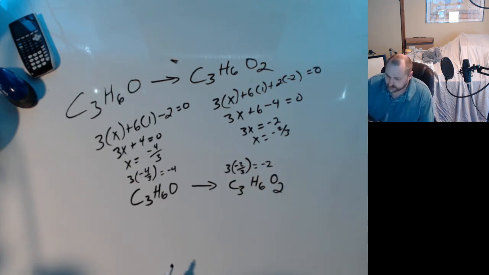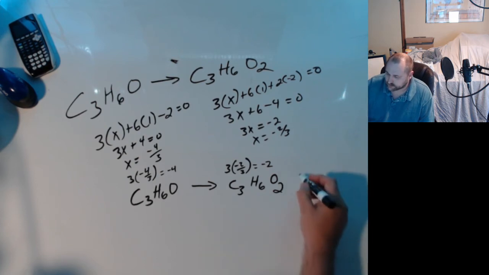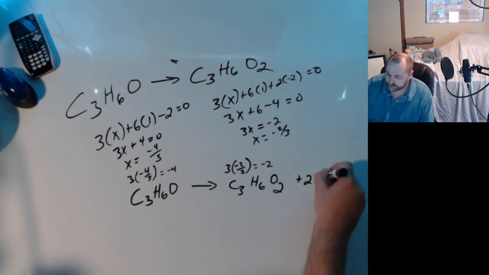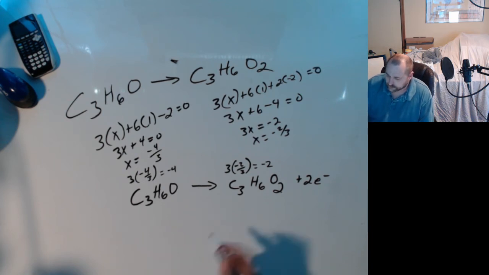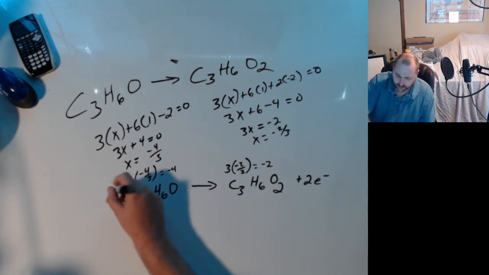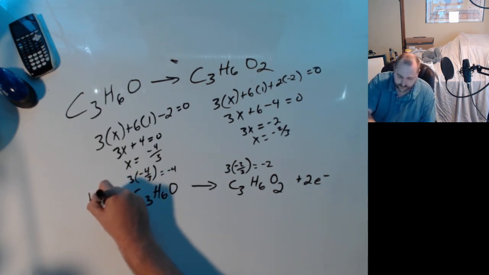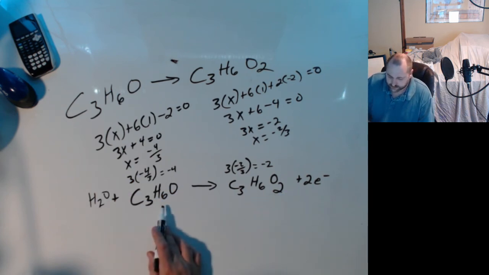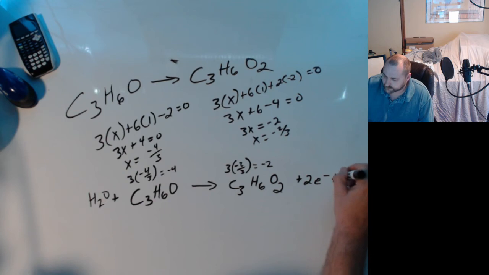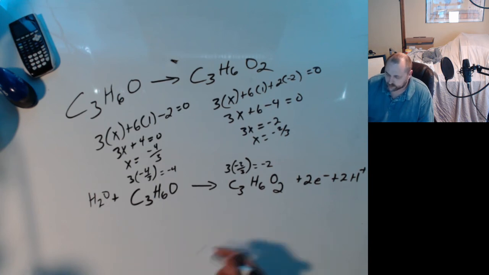We can see that we've lost 2 electrons, so I have to add 2 electrons to this side. And that makes things a little bit easier to balance. I also then have to add water to this side to get my oxygens equal. Now I've just added 2 hydrogens, so I'm going to add 2 hydrogens here. And then we could continue on.